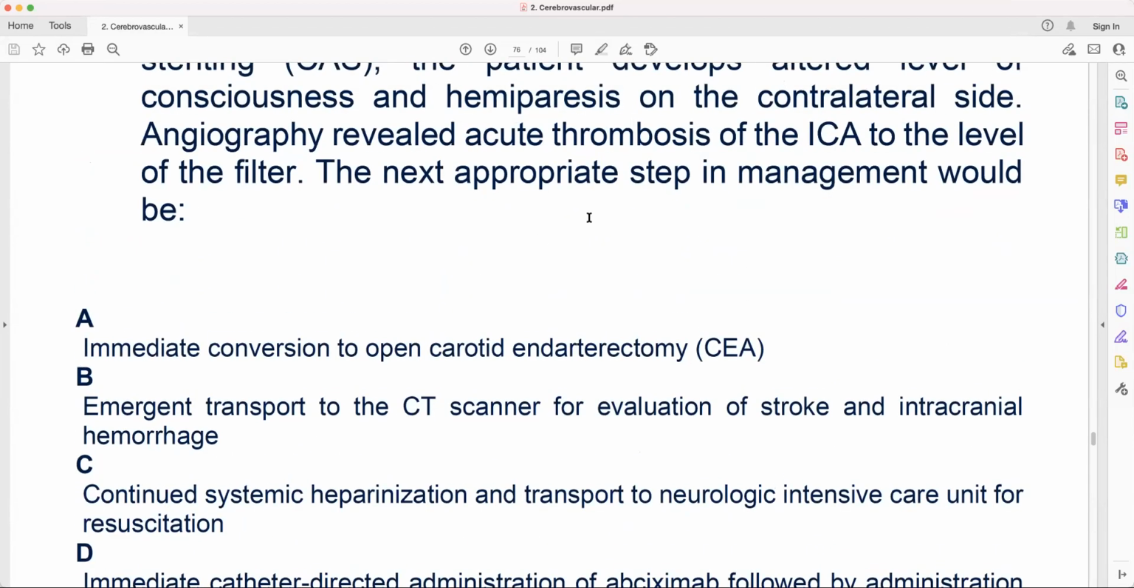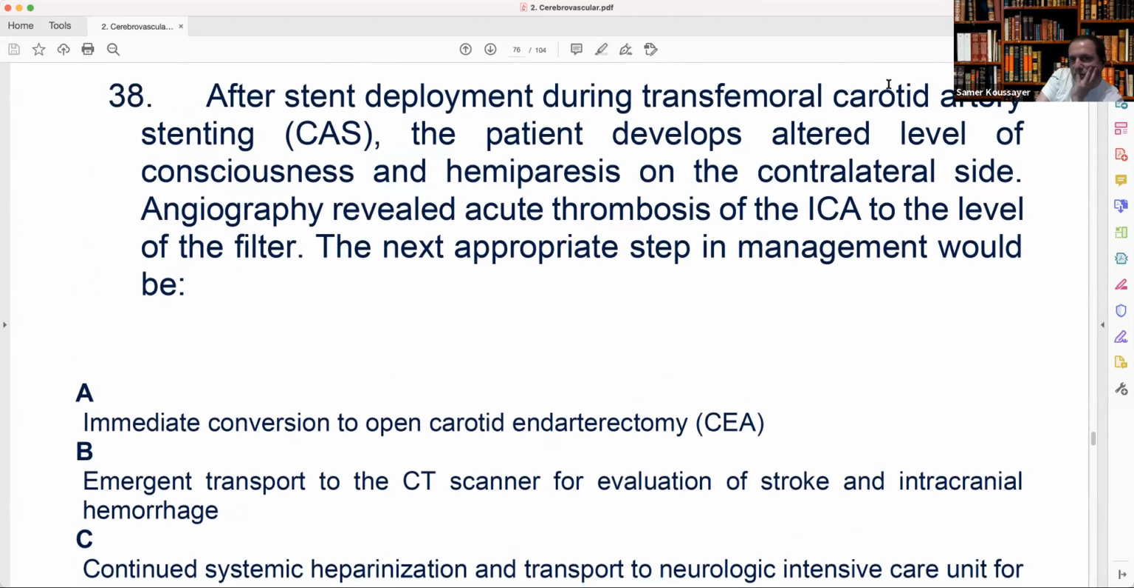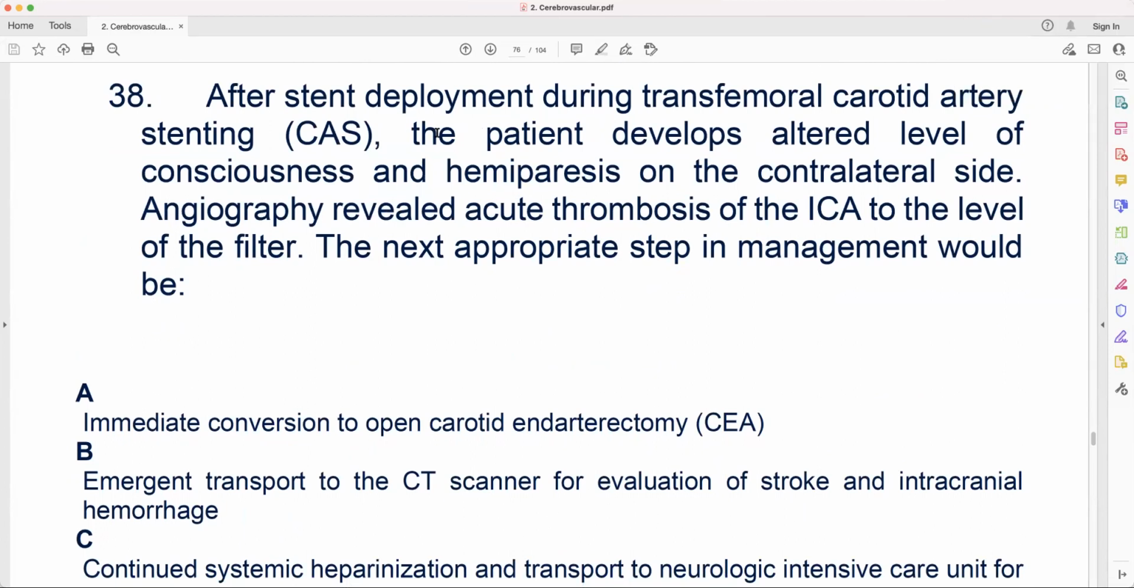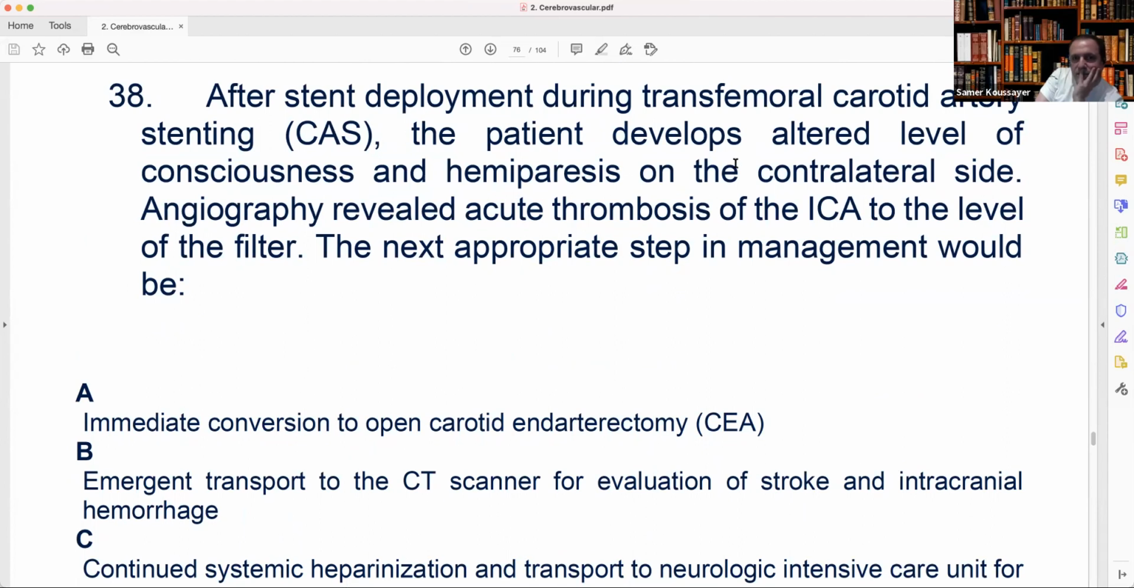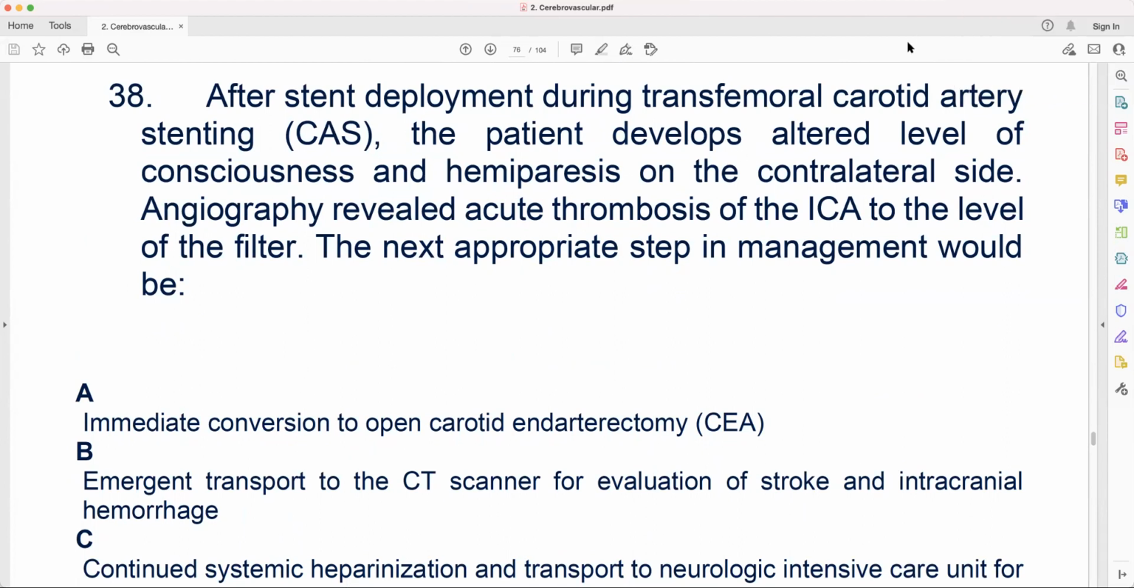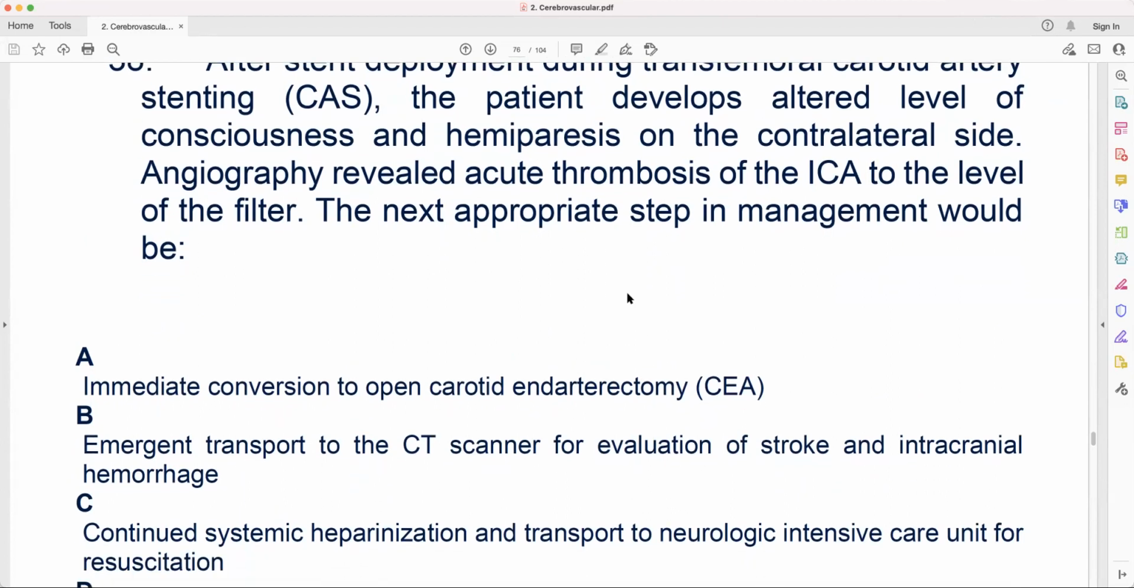Remember, there was this patient. Look at that one. You see, every time the question has something. They said transfemoral, and he had a stroke. So I don't think this is the correct answer. I can't treat it before.